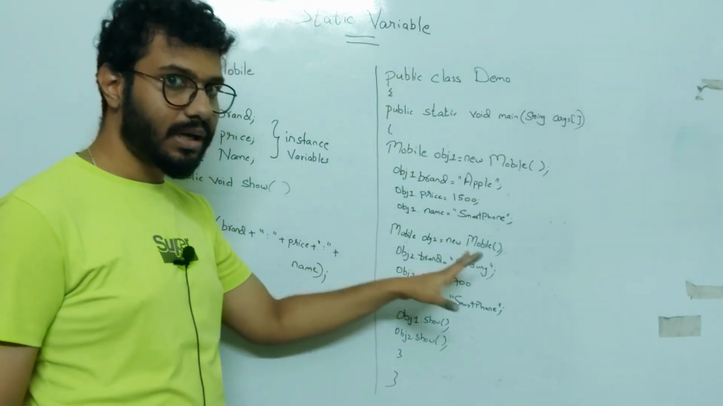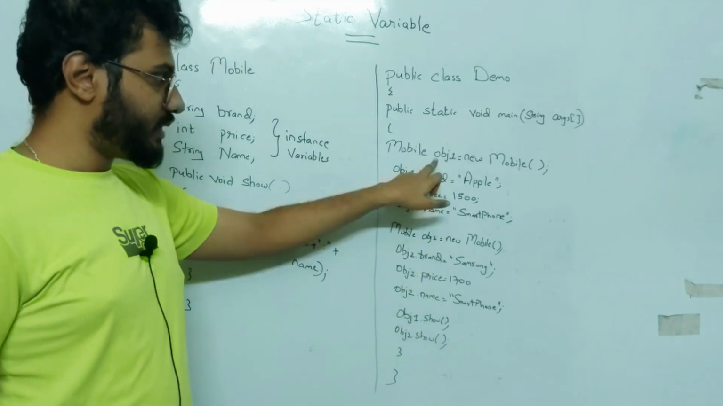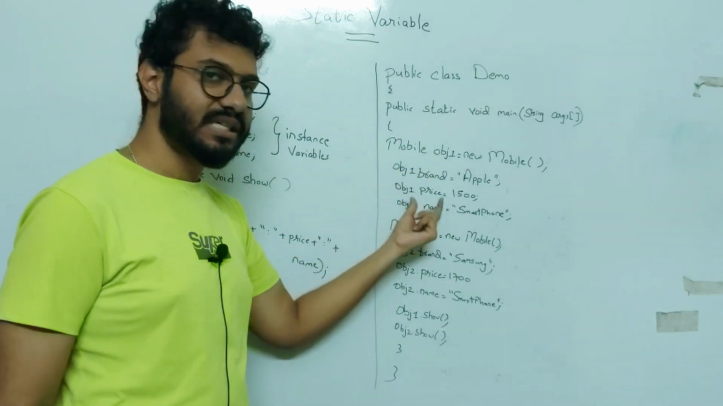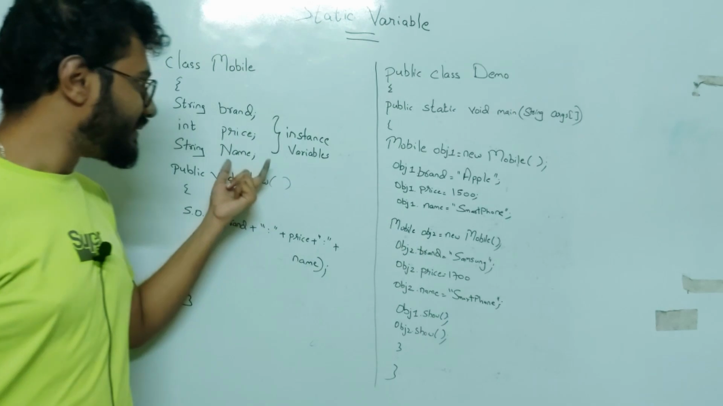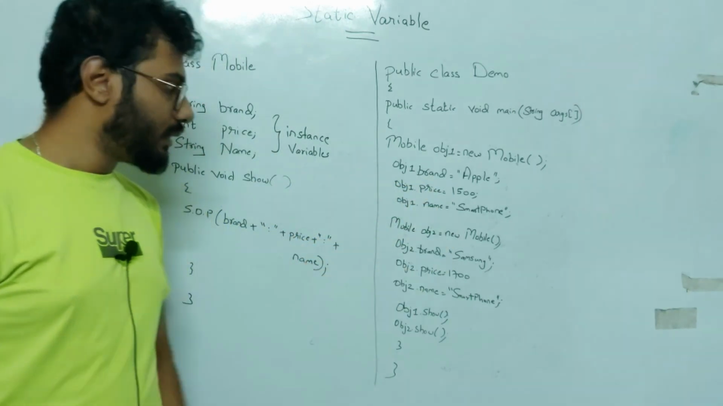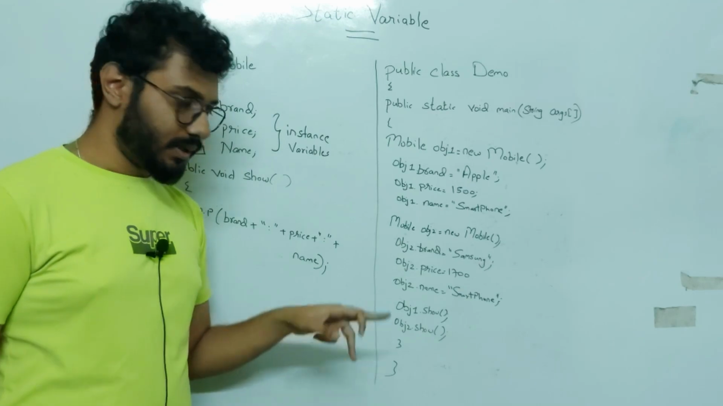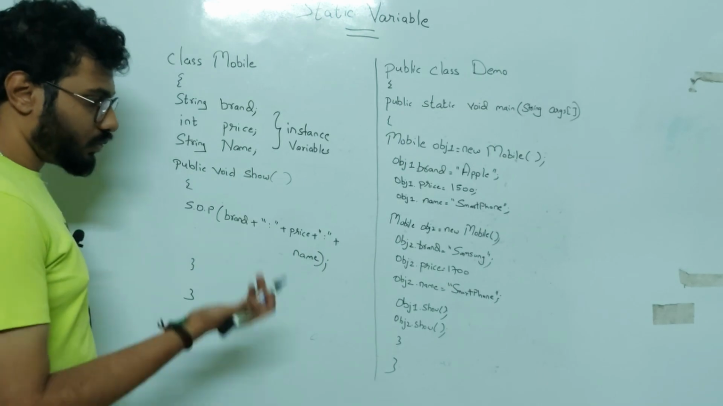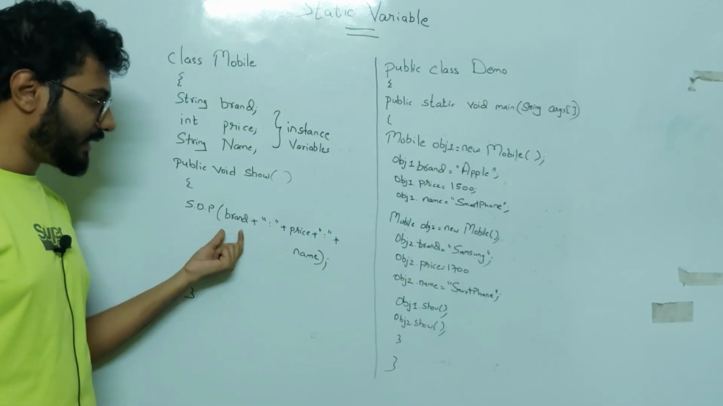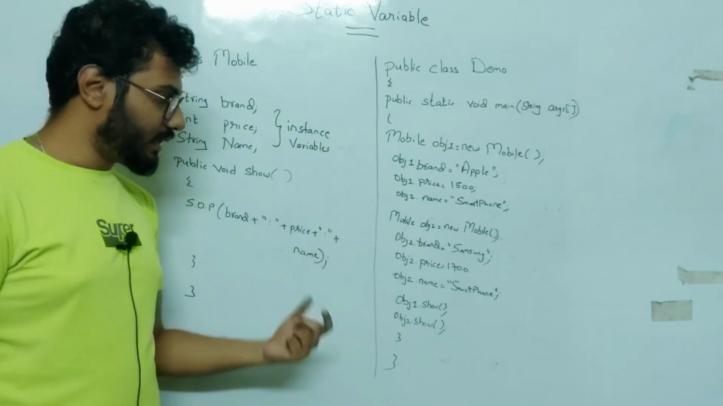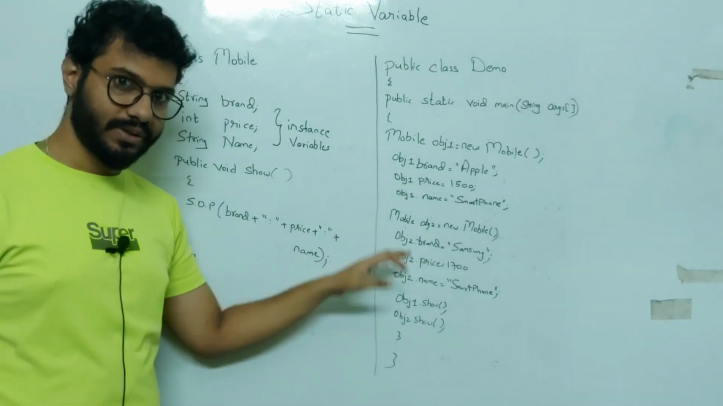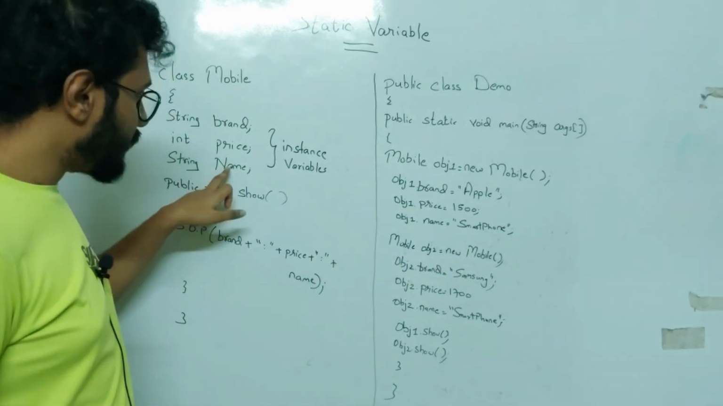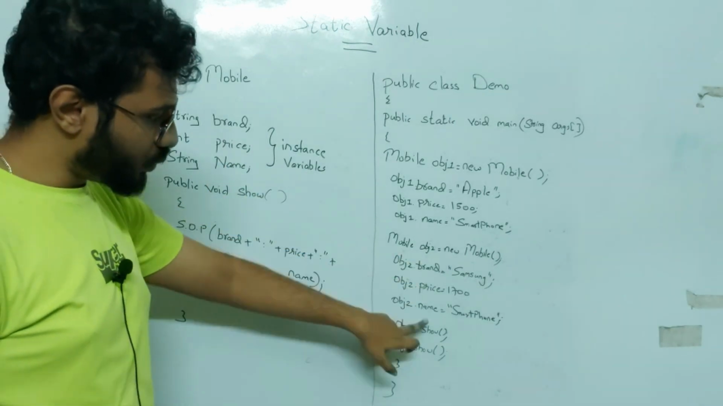In this main method we are creating two objects, obj1 and obj2, for the class Mobile. Under the obj1 object we are initializing the values of the three instance variables, that is brand, price and name. For obj2 also we are doing the same thing, and we are calling the show method for the first object created and the second object created. So we know the output will be the brand, price and name for the first object and the brand, price and name for the second object. The name for object 1 is smartphone and the name for object 2 is also smartphone.